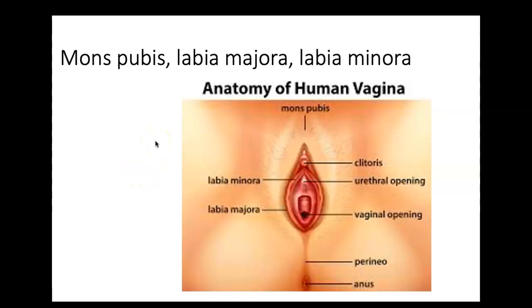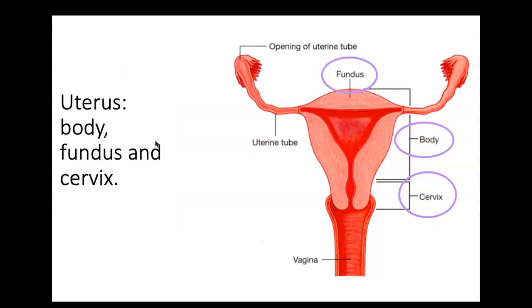Okay, what continues on then, we're going to look at the uterus, and on the uterus you want to see the fundus, the body, and the cervix. So this is a diagram of the uterus, and this region here would be the fundus. This main region is the body, and then this opening to the vagina is the cervix. Okay, fundus, body, and cervix.